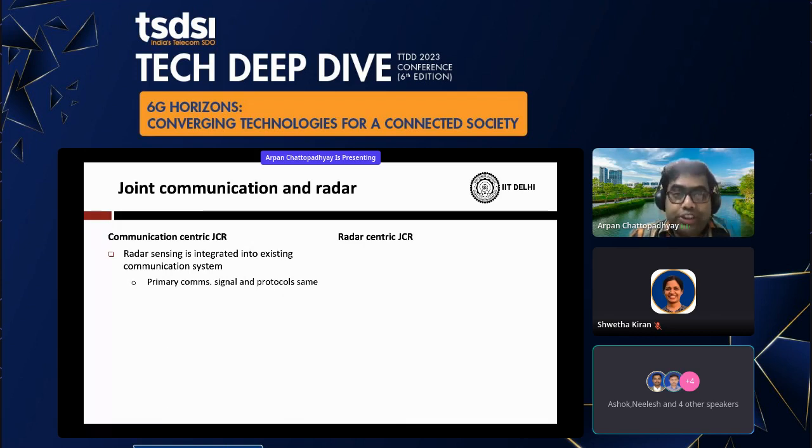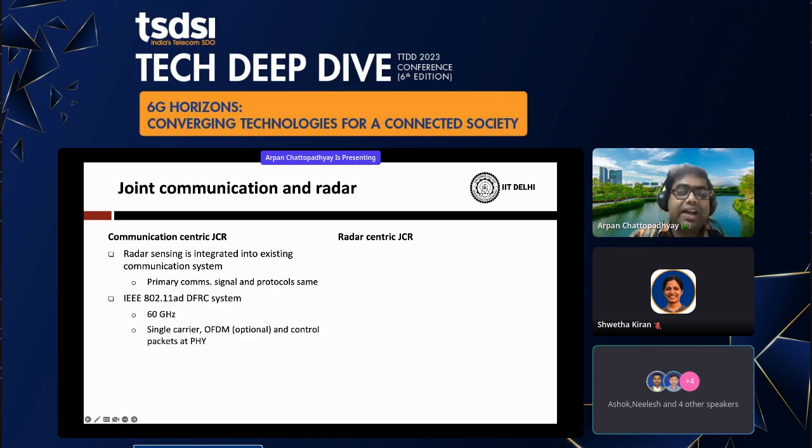Now, the design of joint communication and radar systems can have three possible approaches. One is communication-centric JCR, the other one is radar-centric JCR, and the third one is basically jointly optimized dual function radar communication systems, which I will talk about in the next slide. So communication-centric JCR is the following. Basically here, communication actually has the primary importance and radar operation is secondary. So radar sensing is integrated into existing communication systems.